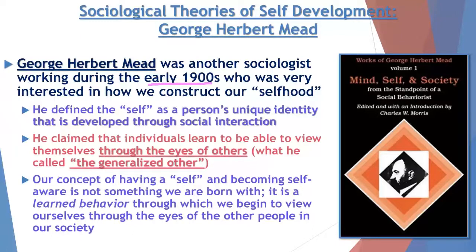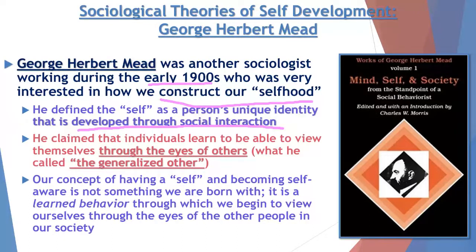So how he defined a self is basically a person's unique identity that is developed through social interaction. So yes, we're unique, but that uniqueness is also a product of our socialization, of judgments of other people, and how we come to understand those judgments. So he claimed individuals learn to be able to view themselves through the eyes of others, what he called the generalized other.